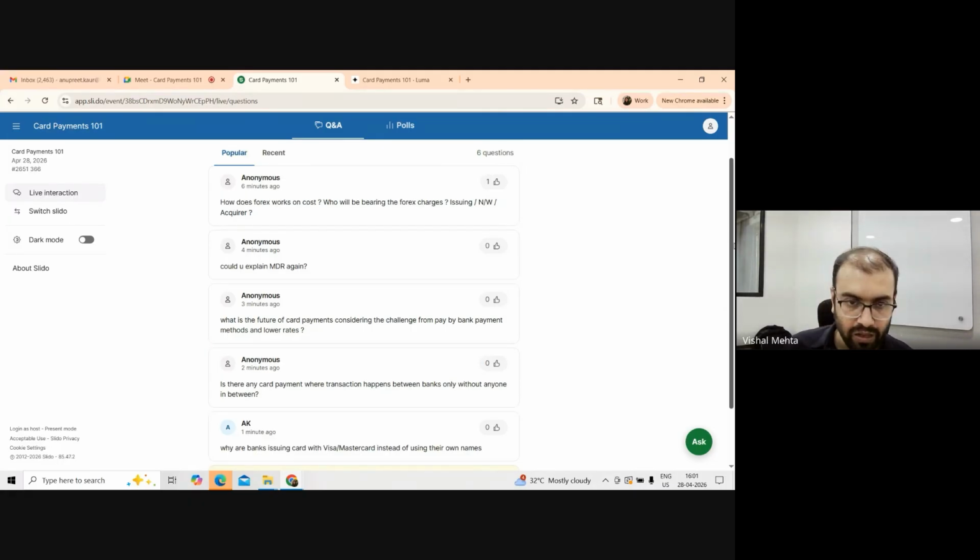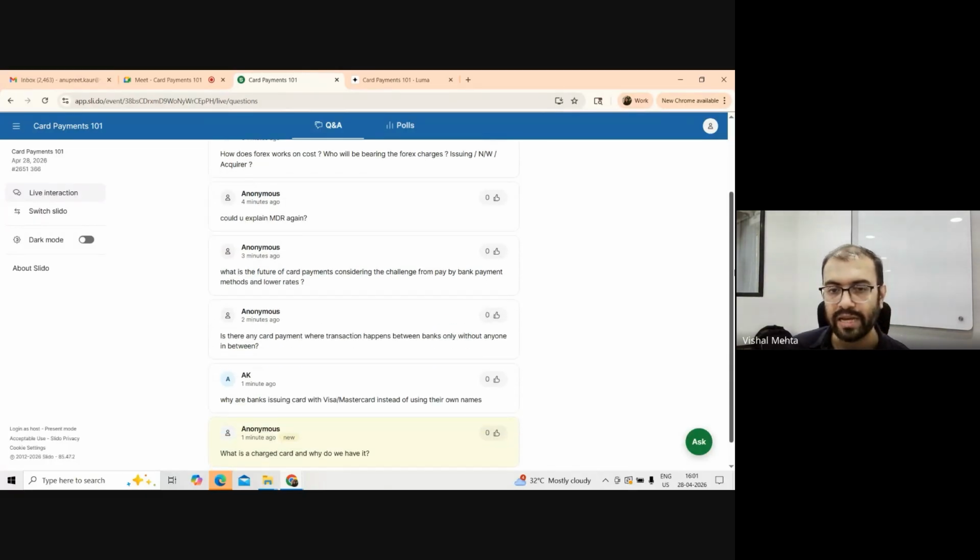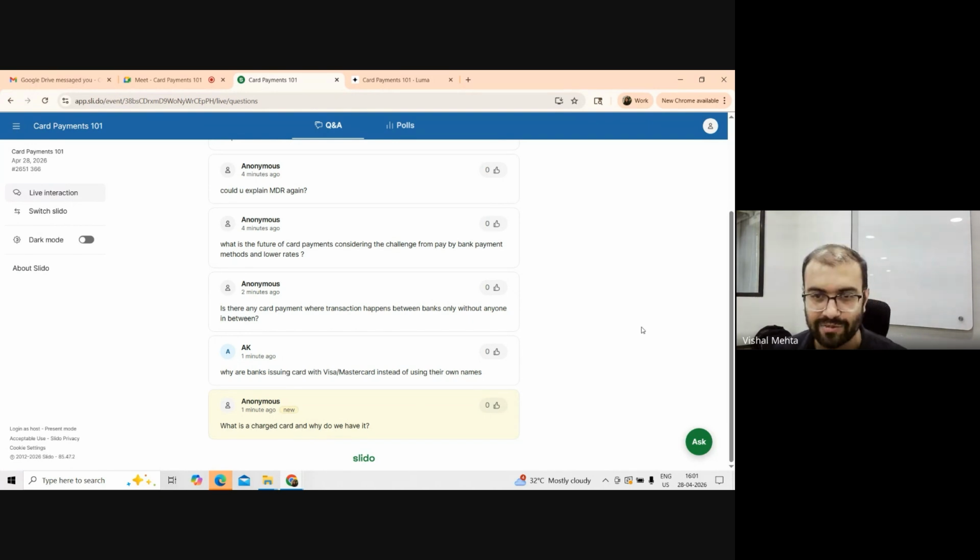So MDR is nothing but the cost of the transaction, which can come in two forms: IC++ and blended rate. All right, the next question: what is the future of card payments considering the challenge from pay by bank payment methods and lower rates? That's a debate, actually. I can give my opinion, but that opinion will have value as much as your opinion, not more. So I'll skip answering that right now. But card payments are here to stay at least for some time, right? So it depends on how the world moves ahead.